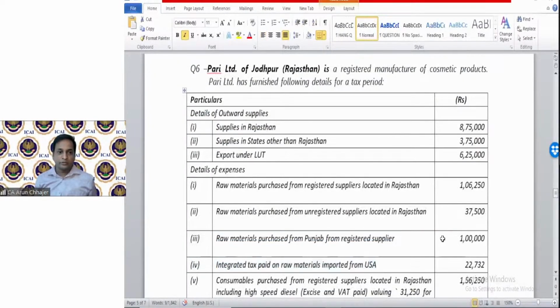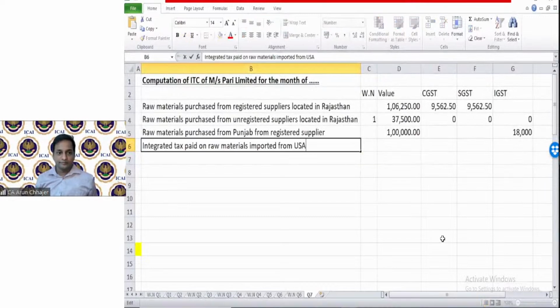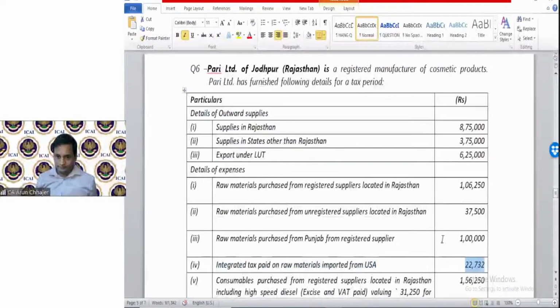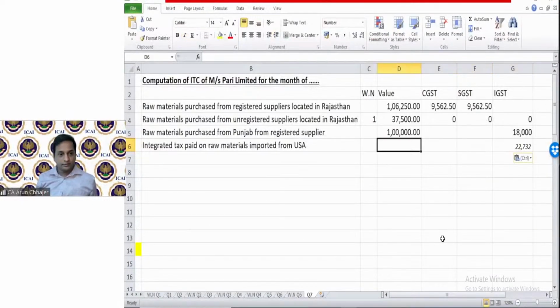Integrated tax paid on the raw material imported from USA, 22,732. It will be only IGST. So they have not given the total amount. They have simply said that this much is the ITC. So you can give the note that yes, total IGST paid is available for ITC. You can also give the reference of the document, rule 36, that the bill of entry would be the document for taking the ITC.